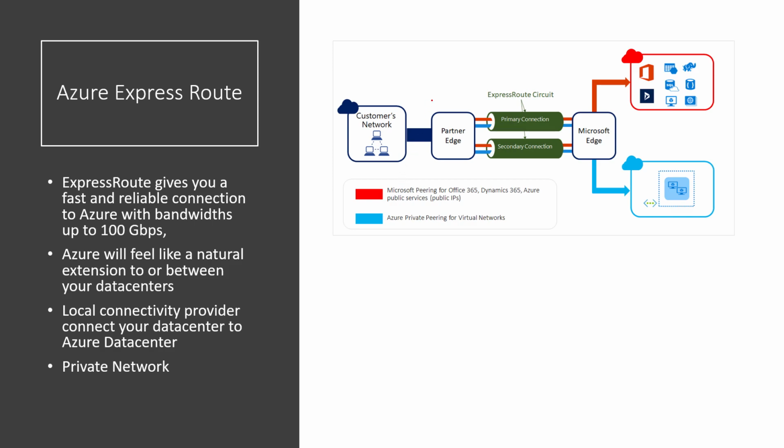For this connectivity, you cannot simply create this connection from the Microsoft Azure portal. You need to contact your partner edge service provider, and then you have to make a connectivity between your network and the partner edge, and from the partner edge they will connect it to the Microsoft edge network. And Azure ExpressRoute is a private network, so it is more secure also.